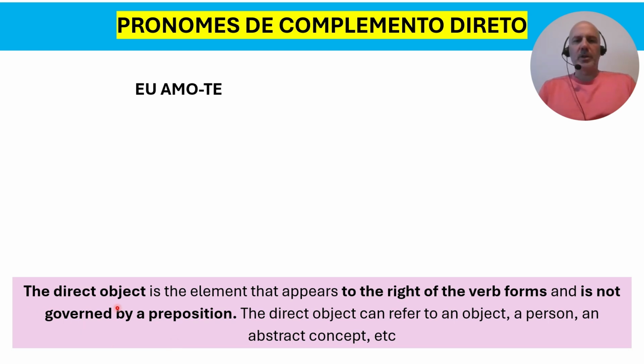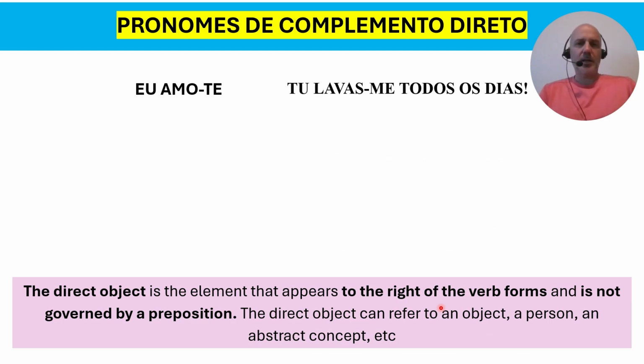The direct object is the element that appears to the right of the verb forms and is not governed by a preposition. The direct object can refer to an object, a person, an abstract concept, or other things. So this description here is correct, but I know that at the moment this doesn't clarify much. So I think it will be much easier for you to check examples. And with examples, everything becomes much easier for you.